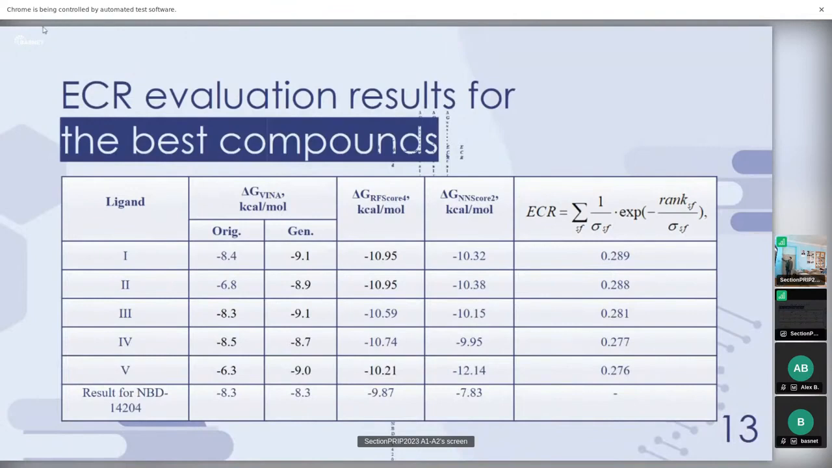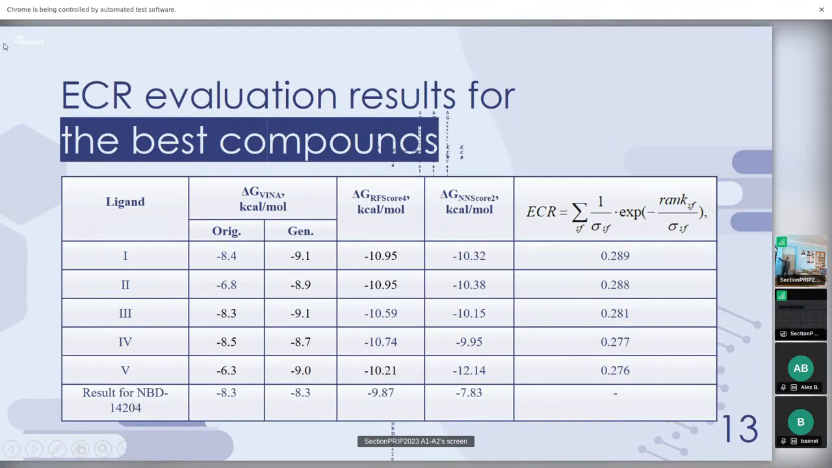There are no situations where the original energy is worse than the generated energy. And as in the previous course, we have used ECR, exponential consensus ranking, to make a decision on which compound is the best of them.